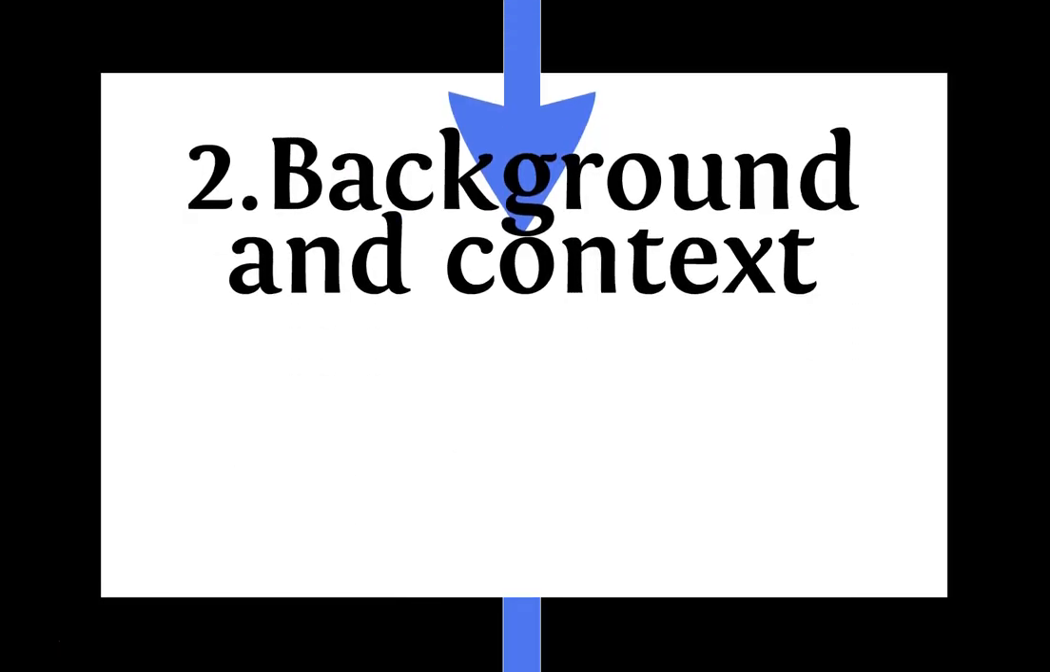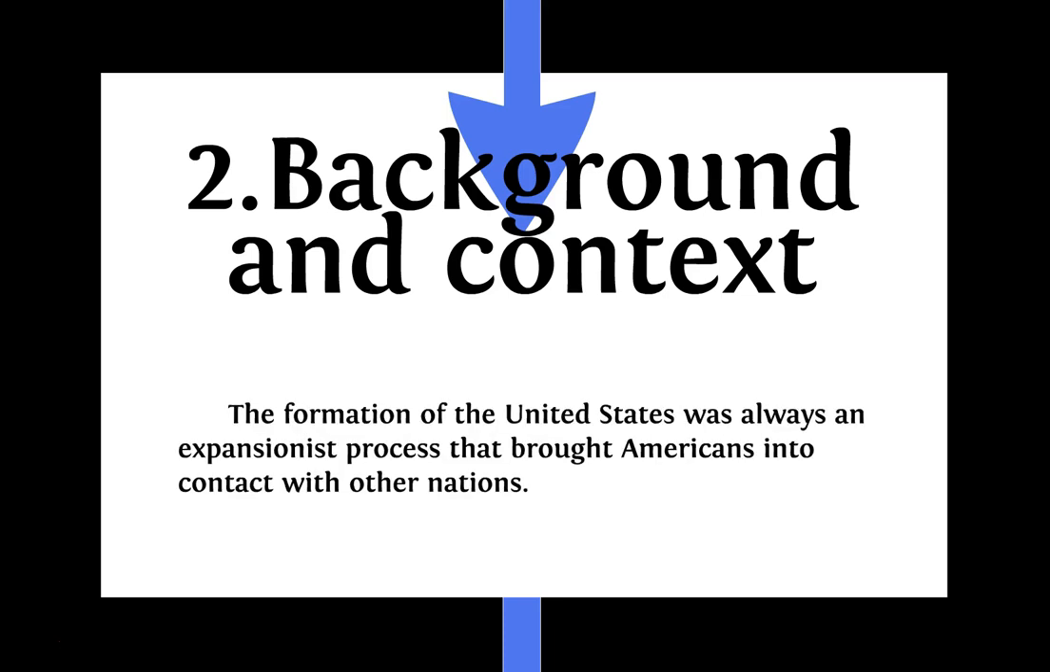Move on to your next paragraph, the background and context. You might have a topic sentence that begins the paragraph something like this. The formation of the United States was always an expansionist process that brought Americans into contact with other nations. So this is setting the large context of the whole concept of westward expansion and its relationship to foreign relations.